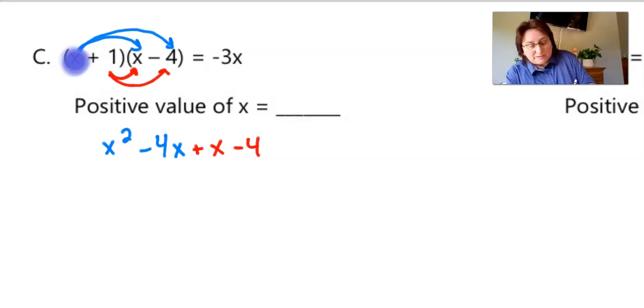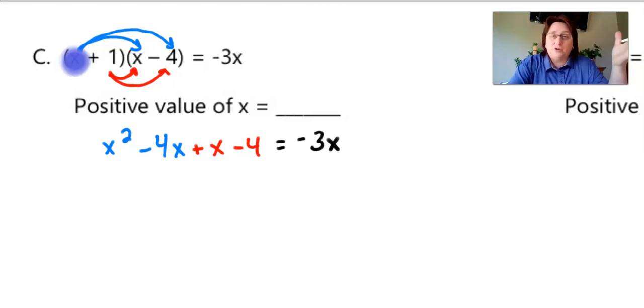Okay, and then we're going to set that equal to the -3x that is already there. So, guys, what we just did right there is double distribution. Now we're going to solve for x. So the next thing is we combine our like terms.